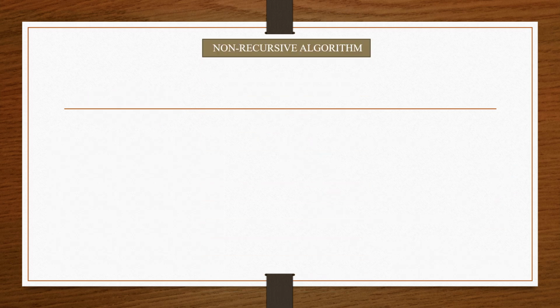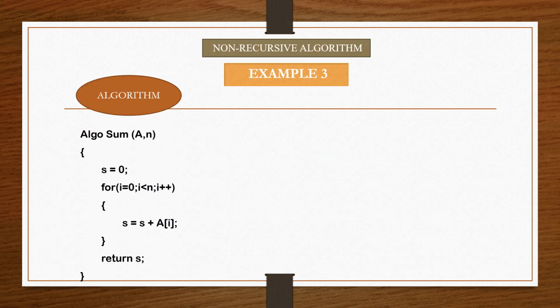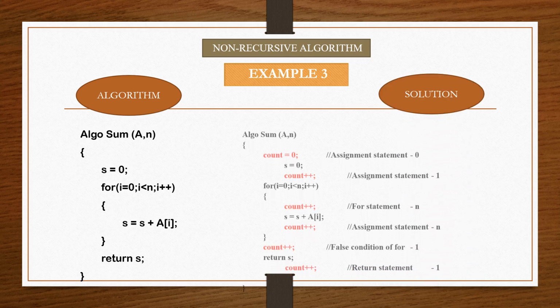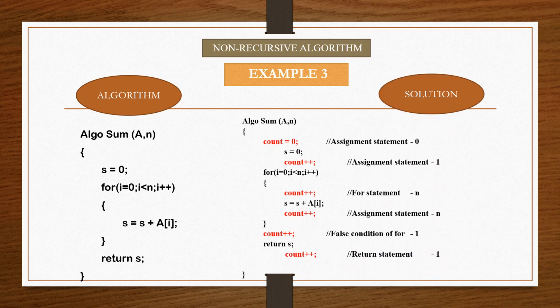To the next example, it is the sum of elements in an array. Here is the solution. I will be declaring a global variable count and assigning it the value 0. Here is an assignment statement, so count is incremented by 1. This is a loop statement, so it will execute n plus 1 times. Whatever statements are inside the loop will execute the true times.